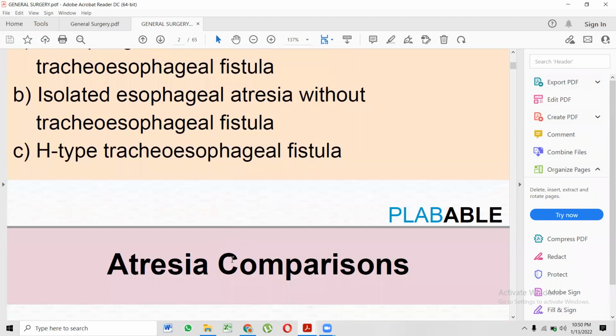Now, this was esophageal atresia. If a female presents to you with polyhydramnios and the gastric bubble is absent on antenatal scan, then it is esophageal atresia.